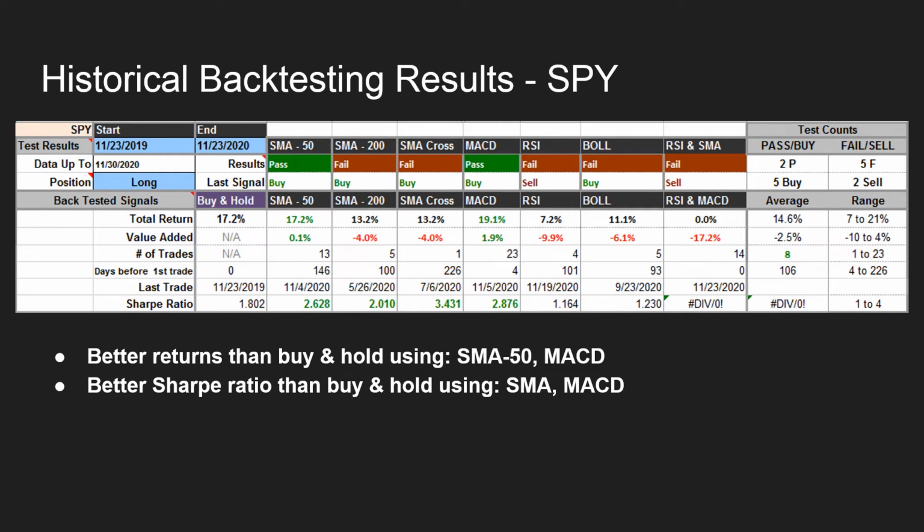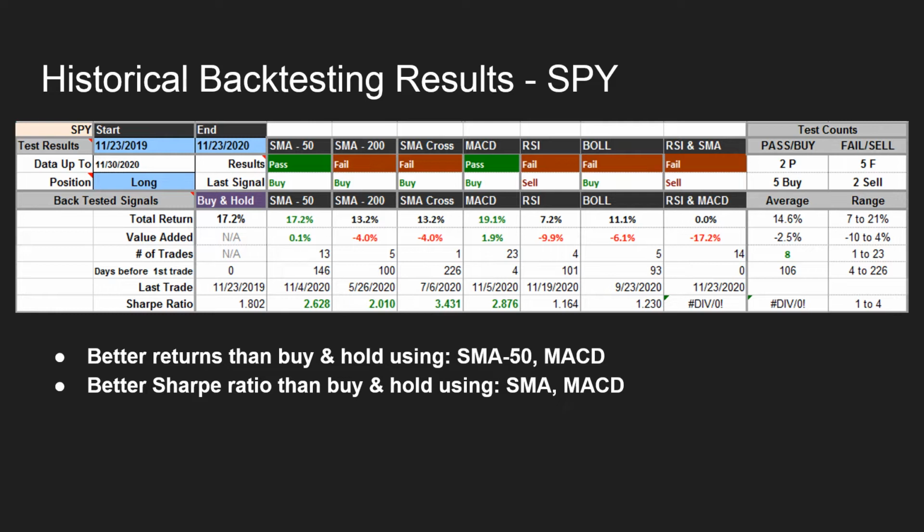Now let's take a look at the empirical results. The only two technical indicators to achieve better returns than the buy and hold strategy were simple moving average, the 50-day, and the MACD. However, the last technical signal was a buy, so the positions are still being held during the end date, meaning returns could increase or decrease.